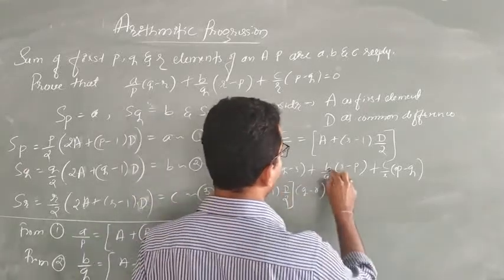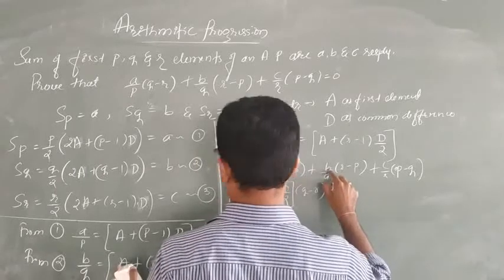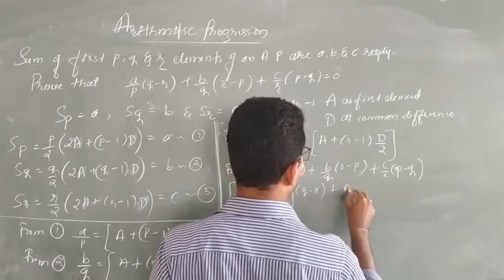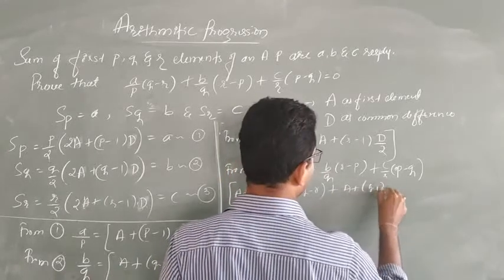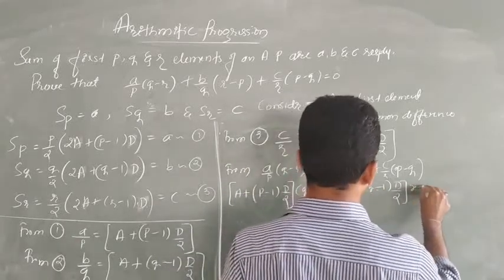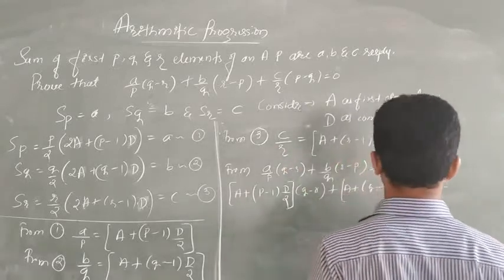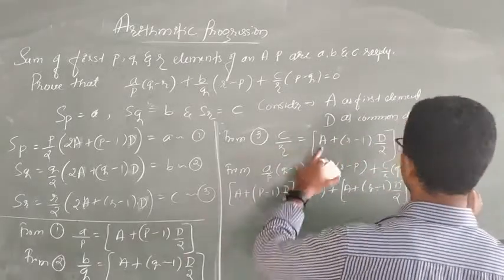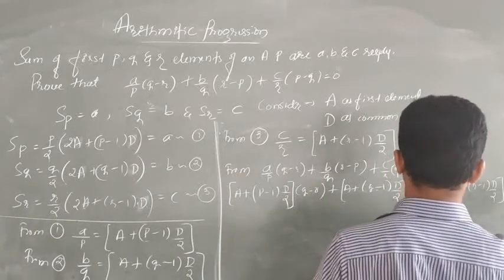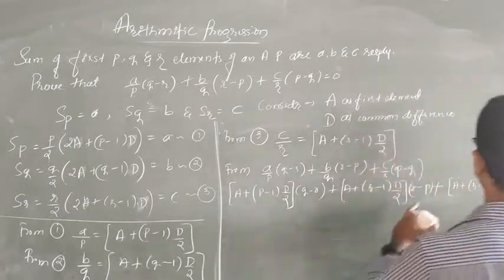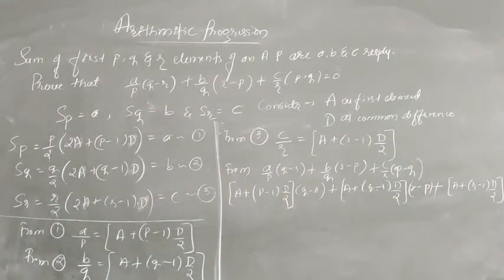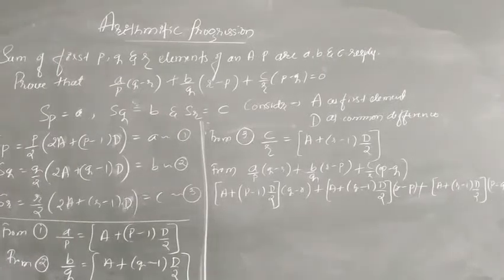Then b by q, I am sorry, b by q means a plus q minus 1 into d by 2, multiplied by r minus p. Then plus c by r, that is a plus r minus 1 into d by 2, multiplied by p minus q. So this is what we have, and we should bring the answer as 0. Got it? Okay.